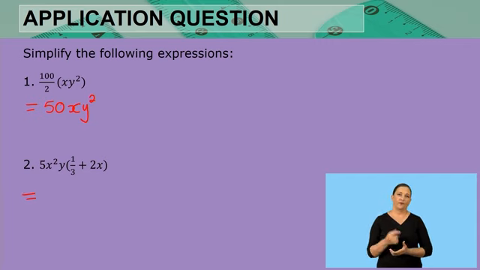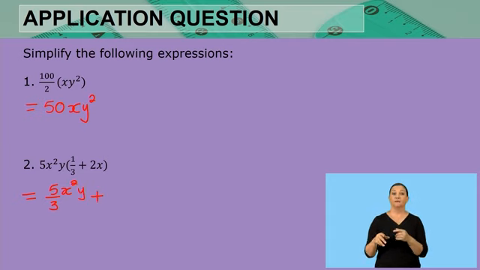So looking at the next one there, we have 5x squared y, and this is being multiplied by 1/3 plus 2x. So we need to look out for us multiplying the integers together, the numbers together, and then we are going to be multiplying the variables together. And when we multiply the variables, we need to think of those exponent laws. So we are going to multiply 5 with 1/3. So 5 multiplied by 1/3, we know that is 5/3. And then there are no variables with the 1/3. So the variables that are with the 5 are going to remain that way. That is going to be x squared y.